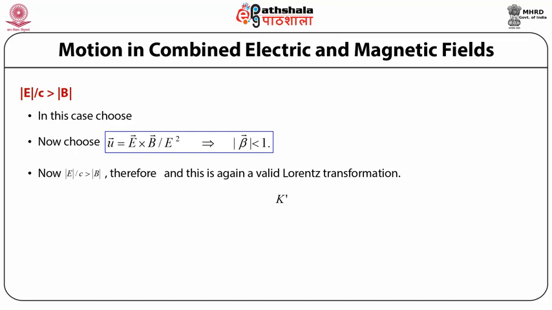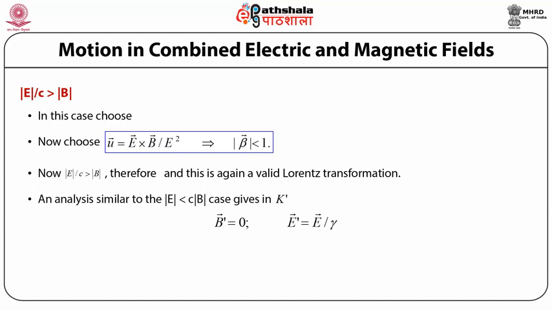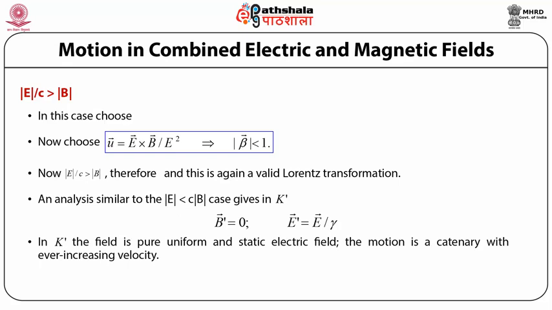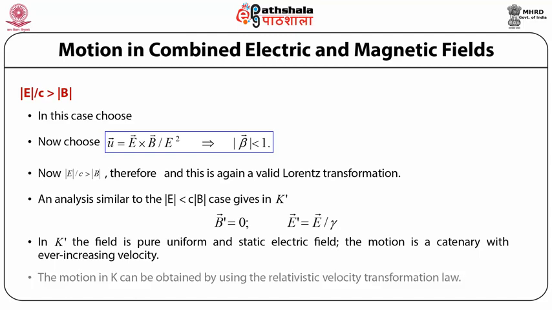An analysis similar to the mod of E by c less than mod of B case gives, in K dash, B dash equals 0 and E dash equals E by gamma. So in K dash the field is a pure, uniform and static electric field. The motion is a catenary with ever increasing velocity. The motion in K can be obtained by using the relativistic velocity transformation law.